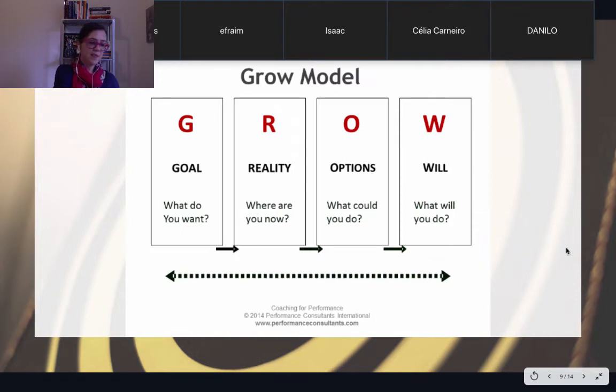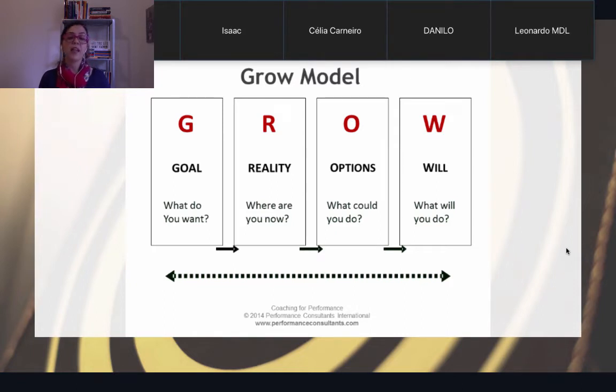All right, and then we come to the GROW coaching model. There are lots of coaching models nowadays. This one is the one I use, it's the one I was trained in, and it's very effective. It is one of the most popular models available. And GROW stands for Goal, Reality, Options, and Will.